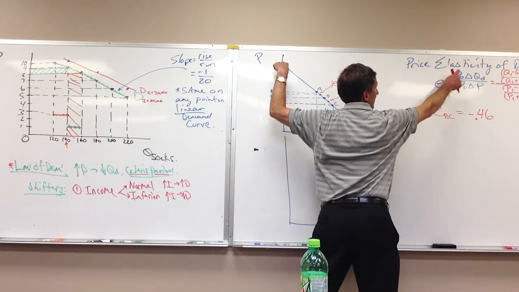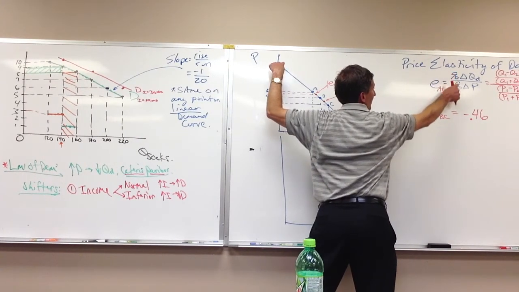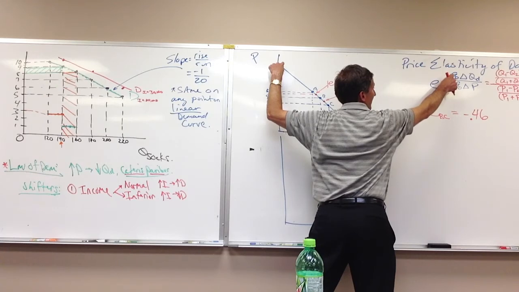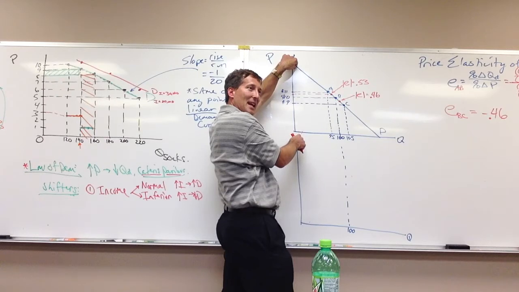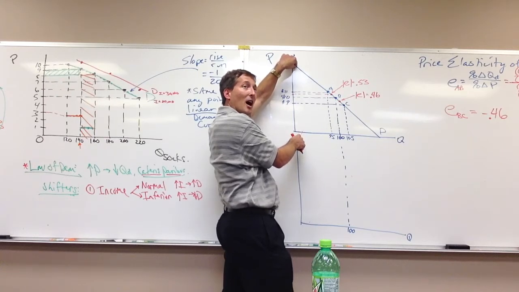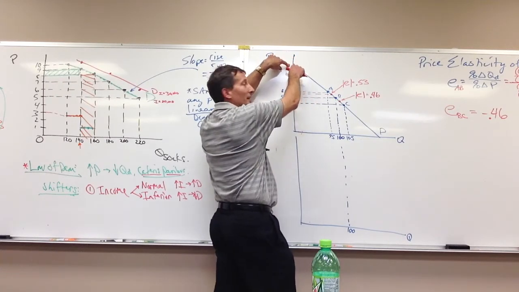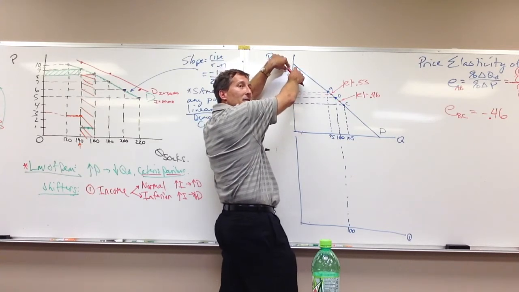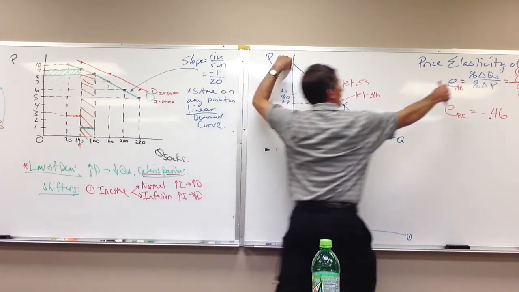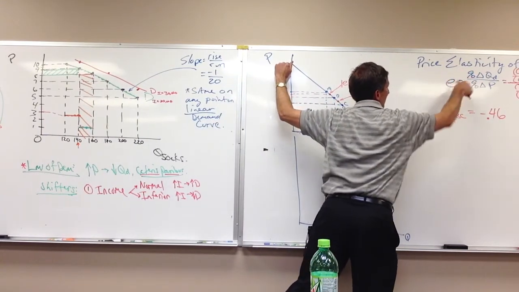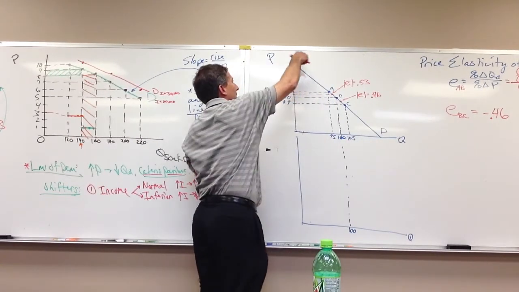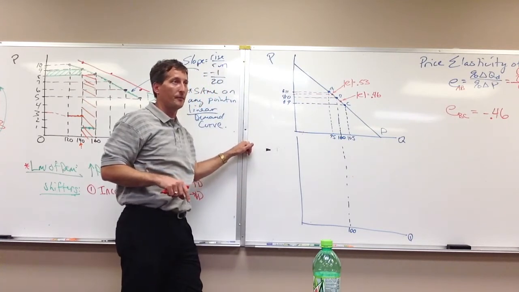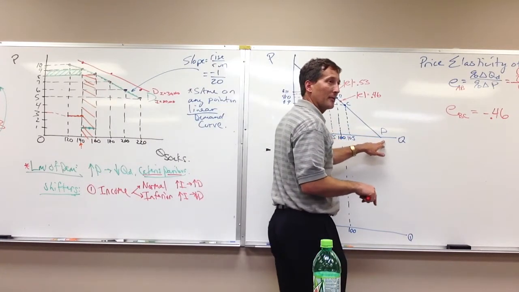Prices, careful, quantity is, what was this number again? 5 to 10 was what percentage change? 100%. This one was $1 to $20, so from $20 to $21, that change would be very small. Big change, small change, overall number is big. So we got elasticities that are big numbers up here, and down here we have just the opposite.